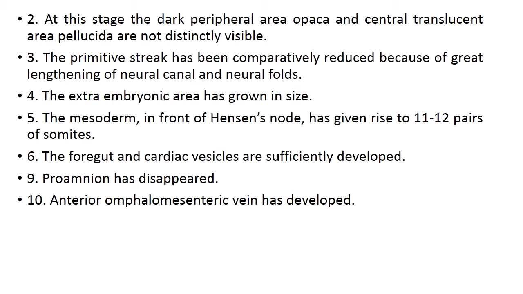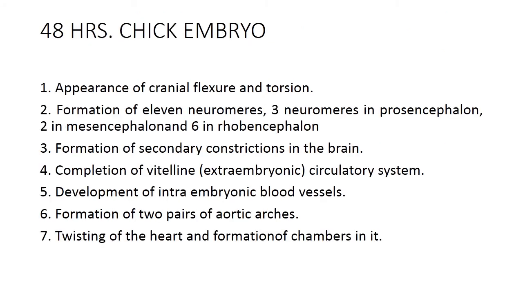The extra-embryonic area has grown in size. The mesoderm in front of Hensen's node has given rise to 11 to 12 pairs of somites. The mesoderm has split into nearly 13 pairs of somites. The foregut and cardiac vesicles are sufficiently developed. Proamnion has completely disappeared. Anterior omphalomesenteric vein has developed.